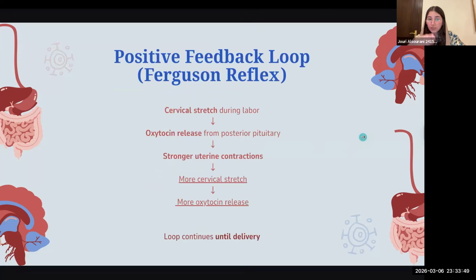And this will keep happening. Every time the cervix stretches, oxytocin is released, resulting in even stronger uterine contractions. The stronger the contractions get, the more cervical stretch we have, and the more oxytocin is released. This loop keeps happening, with the stretch, the release, and the contractions, up until delivery, until labor is over. Once it's over, this feedback loop ends.